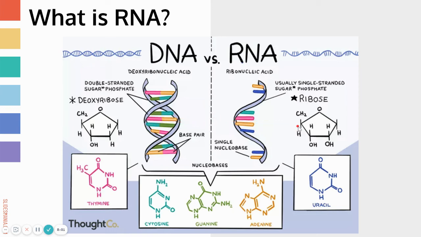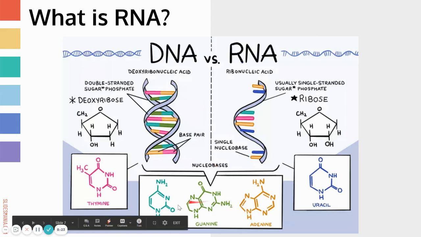Another main difference is that DNA, remember, has that double helix structure. It's got two strands, whereas RNA is usually found in a single-stranded form. So single-stranded RNA versus double-stranded DNA. And then the final difference is that the bases that we can find in DNA and RNA are slightly different.